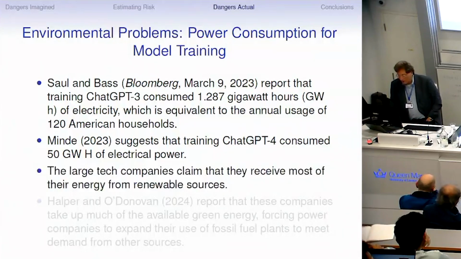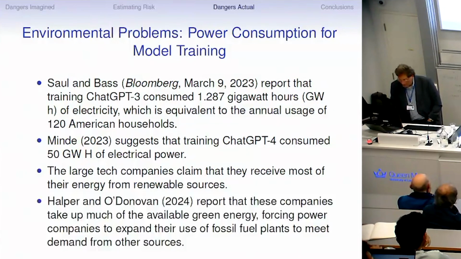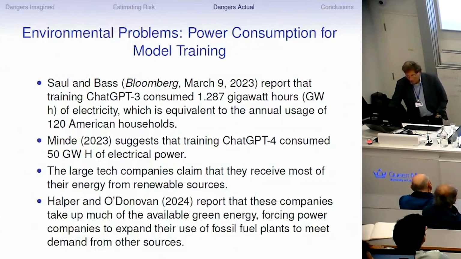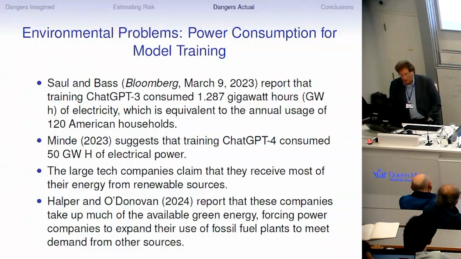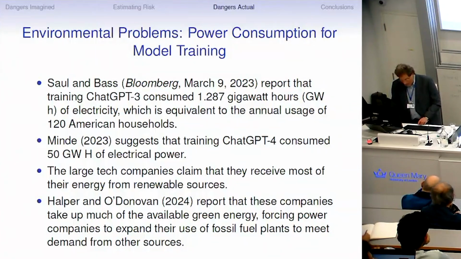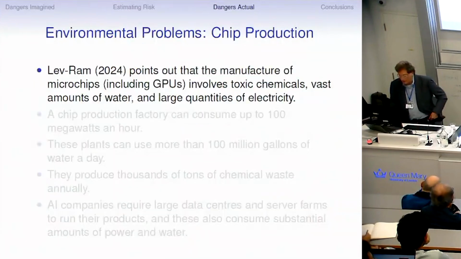The large tech companies now answer this by saying, oh, we get all our energy from renewable sources. That sounds impressive until you consider that it might be true that much of their energy is renewable, but in so doing, and this is pointed out in an article by Halper and O'Donovan, they force all the other users off the grid for renewable sources, and the power companies have to then increase their use of fossil fuels to make up for the lack. So again, we're talking about very serious environmental damage here.